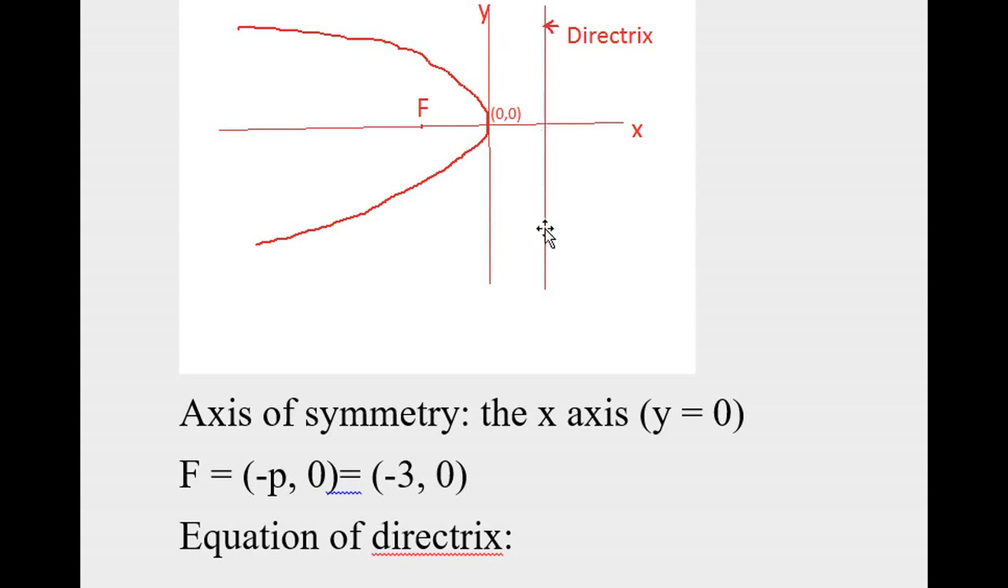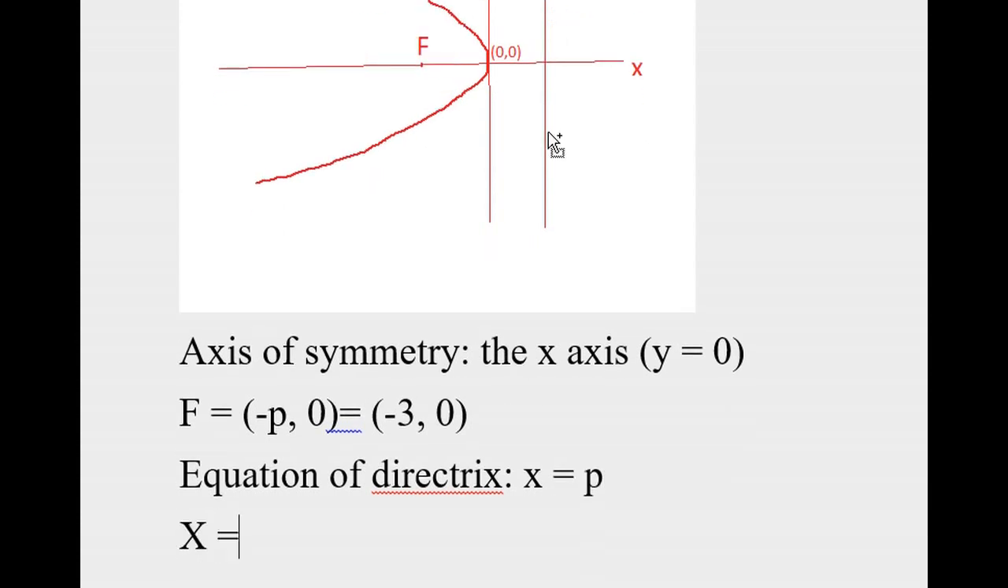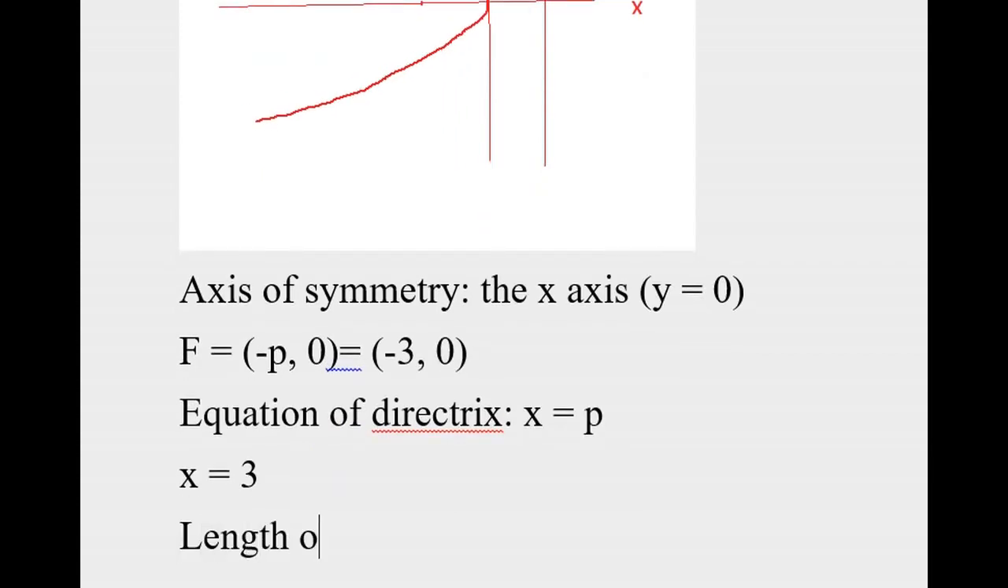Now we will find the equation of the directrix. The directrix in this problem is perpendicular to the x-axis. So its equation will be x equals some constant. Directrix is at a distance p to the right of the origin. So the constant will be 0 plus p, that is p. Substitute the value of p: x equals 3. This is the equation of the directrix.